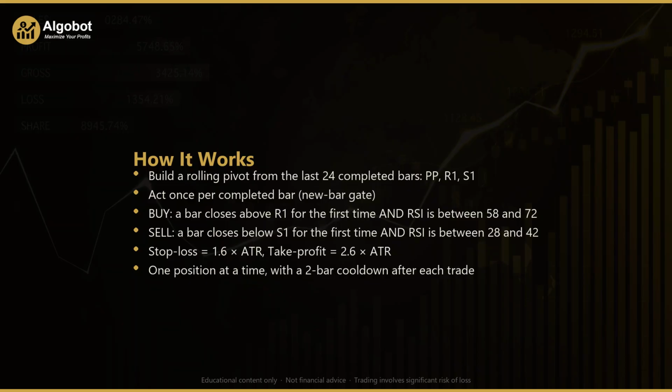When a valid signal appears, ATR sets the protective levels. The stop-loss distance is 1.6 times ATR, and the take-profit distance is 2.6 times ATR. That gives a reward-to-risk profile of roughly 1.6 to 1. For a buy, the stop sits below the entry and the target above it. For a sell, the stop sits above and the target below. There's also a small guard, so the stop is never tighter than the current spread allows.